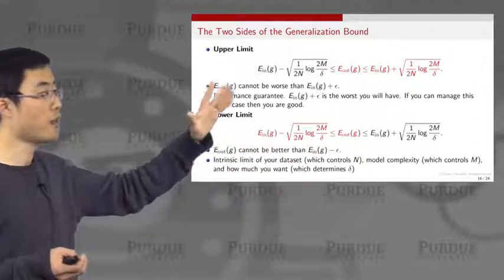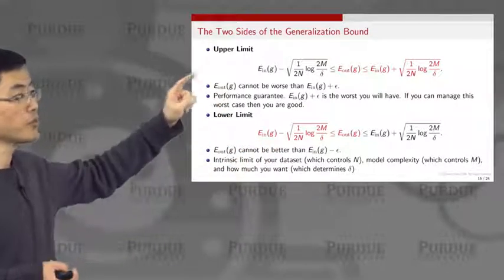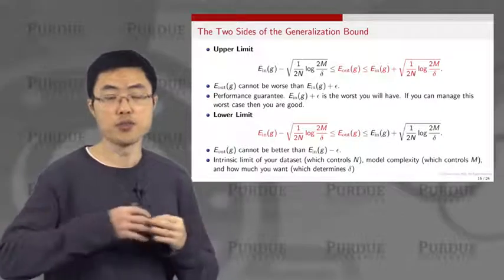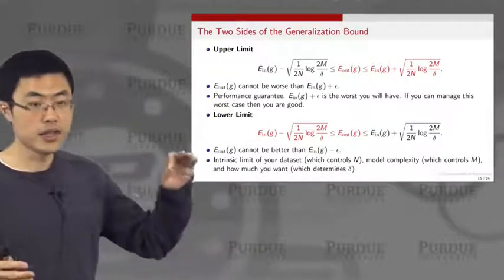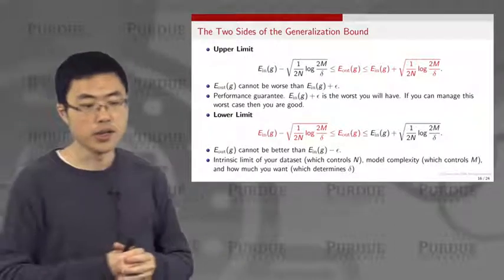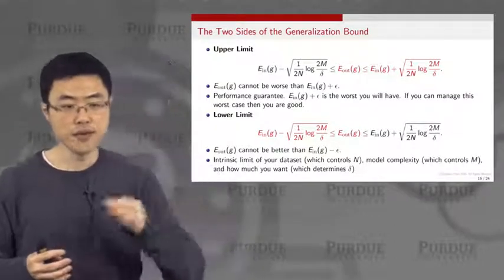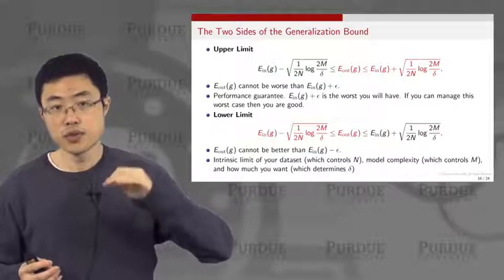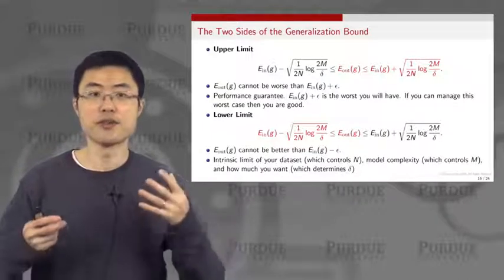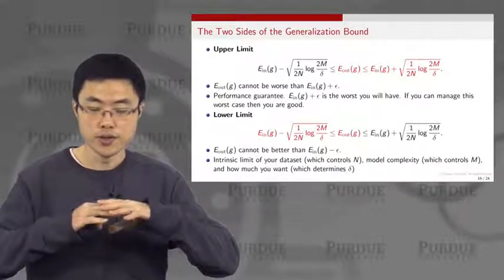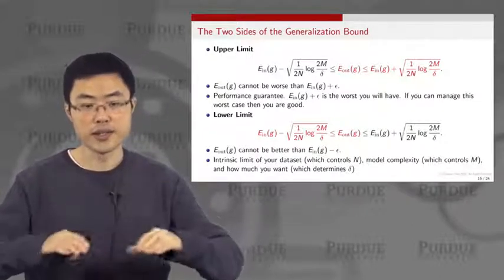So the difference between the upper and the lower is the following. The upper gives you the worst case guarantee. You won't do worse than this upper limit. So that's like giving you the insurance. The lower limit is telling you what is the best you can ever achieve. You cannot go beyond that. And that is just the fundamental limit of this algorithm. There's no way that you can go better than this lower limit.